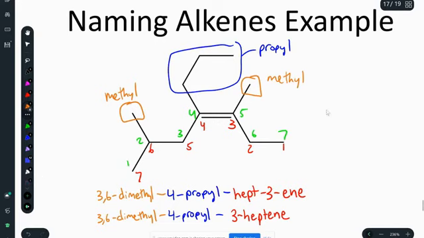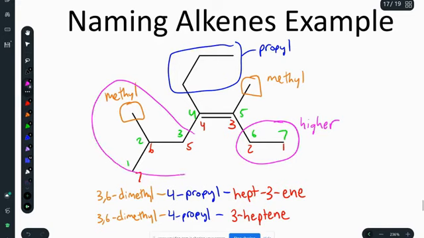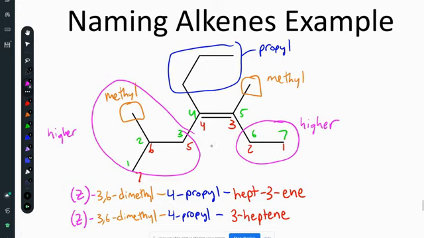So on the right-hand side, I have this group, which would be higher priority than a methyl group. On the left-hand side, I have this whole group, which would be higher priority than the straight-up propyl group. And so this is going to be a Z isomer. So my name would be Z-3,6-dimethyl-4-propylhept-3-ene.